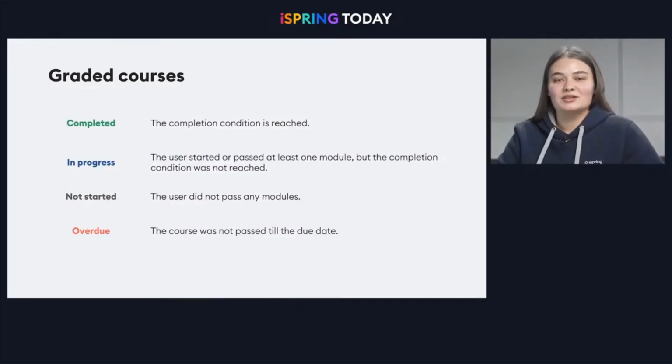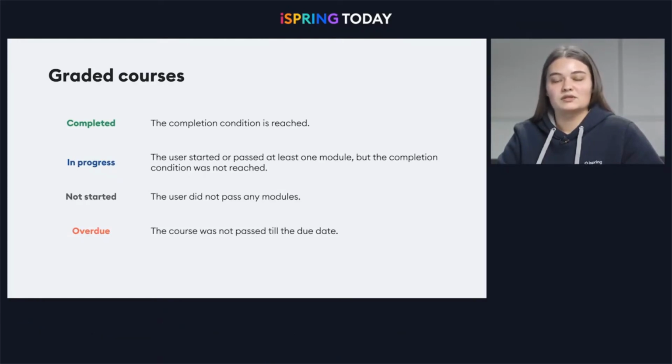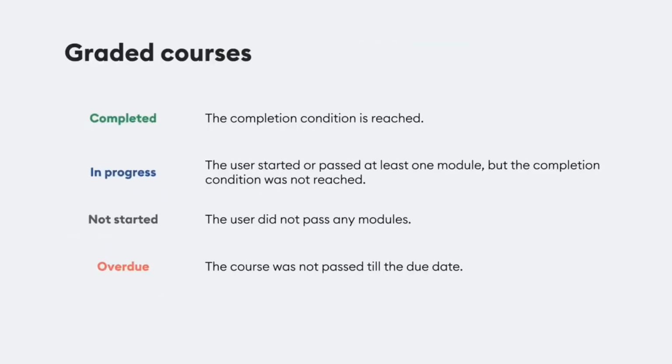For graded courses, you can view the following statuses. Completed, the completion condition is reached. In progress, the user started or passed at least one module, but the completion condition was not reached. Not started, the user did not pass any modules. And overdue, the course was not passed till the due date.